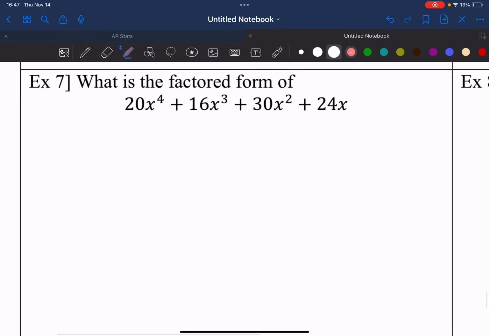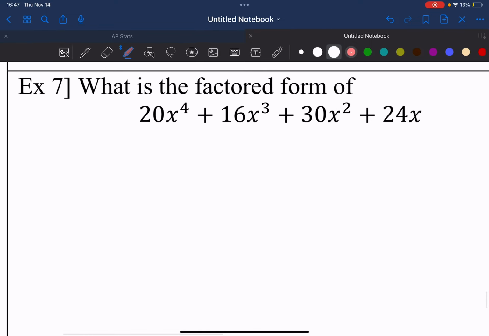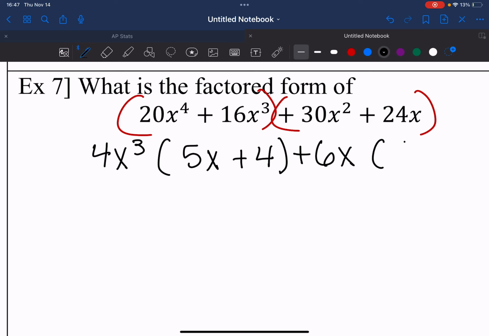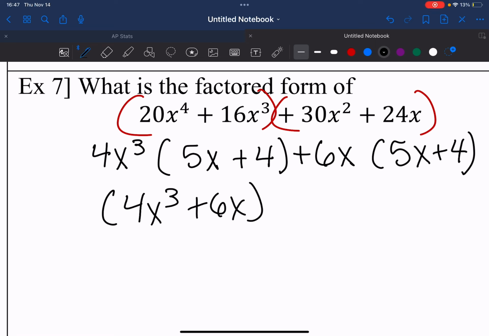Now on number 7 and number 8, we're going to have to do one additional step, and you'll see why in just a minute. So again, we have 4 terms. I'm going to separate them to do factor by grouping. I can take out a 4x cubed, and I'm left with 5x plus 4. And here I can take out a positive 6x, and I'm left with 5x plus 4. So that means I have 4x cubed plus 6x times 5x plus 4.